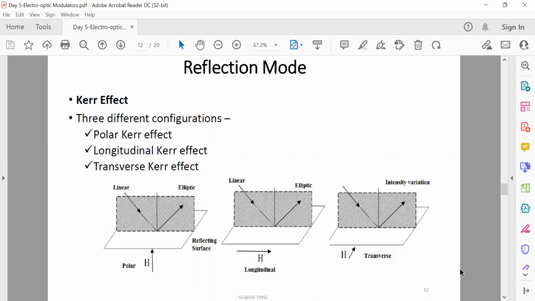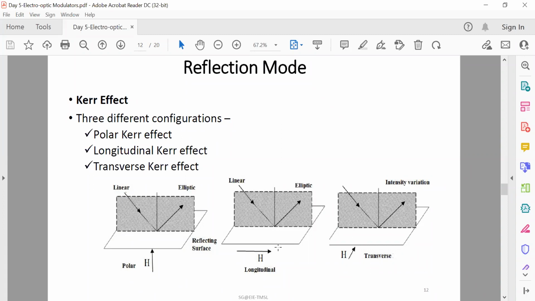In the polar Kerr effect, the direction of magnetization is perpendicular to the reflection surface and parallel to the plane of incidence. But in the longitudinal Kerr effect, the magnetization vector is parallel to the reflection surface and the plane of incidence. Now the incident light is parallel or perpendicular to the plane of incidence, and the polarization of the reflected light is elliptical in nature.